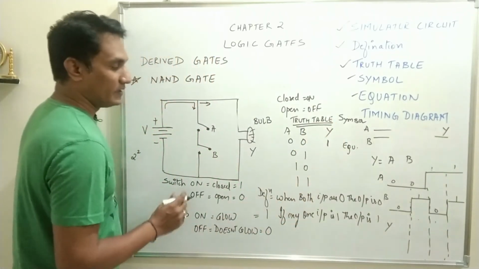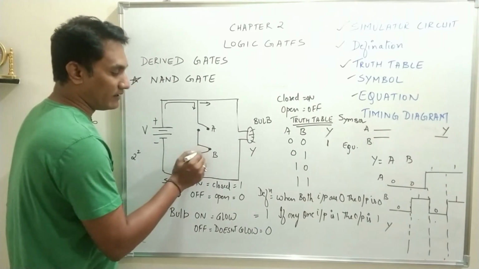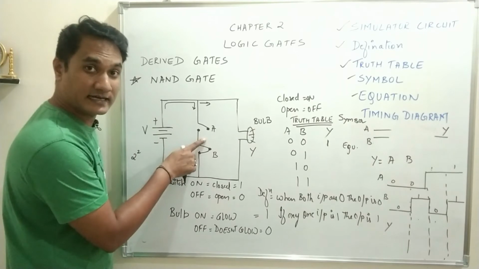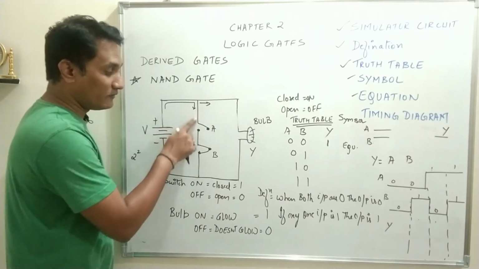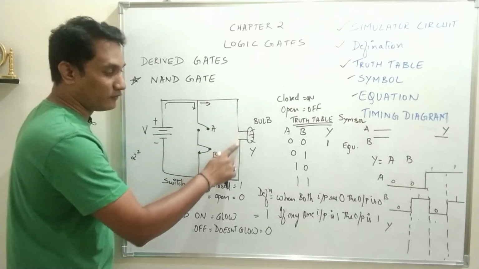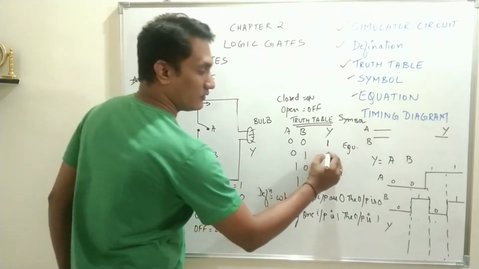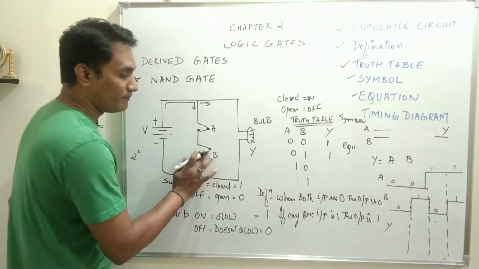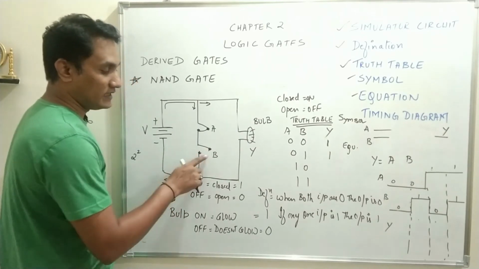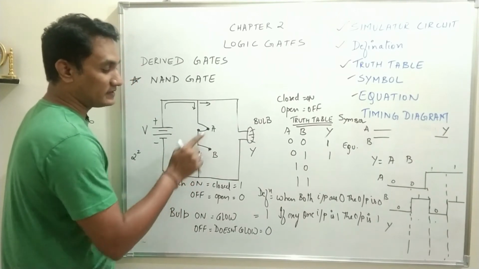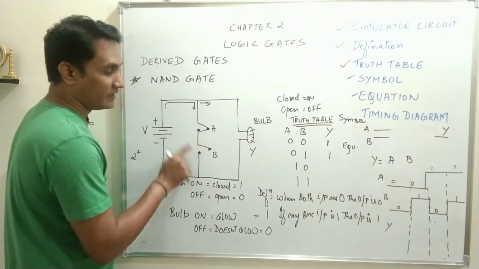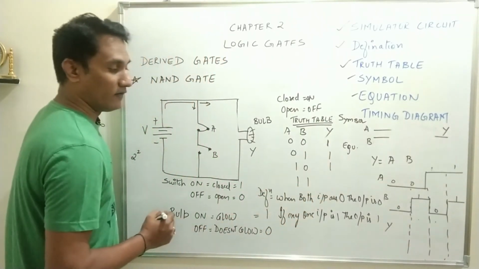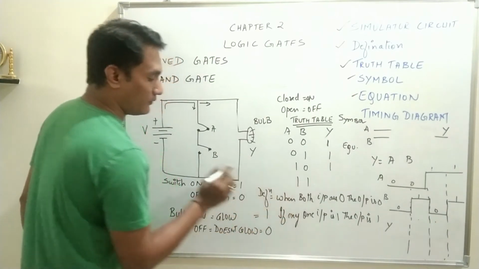Similarly, when A is 0, B is 1. Now out of these two switches, one is closed, one is open, but still as they are connected in series, no current will flow through the switches, all the current will flow through the bulb. So output Y will be equal to 1. Similarly, A 1, B 0. Still as they are connected in series, if any one of the switches is open, the circuit is broken, so all the current will flow through the bulb, so output Y will be equal to 1.